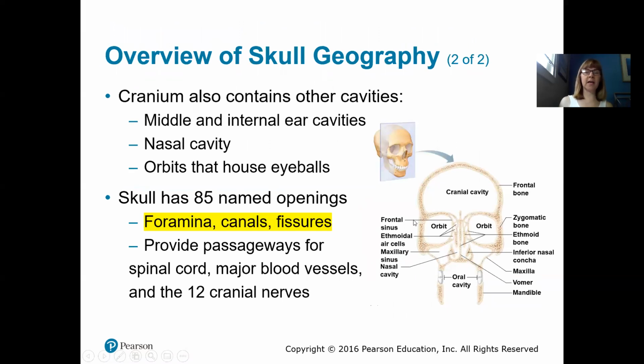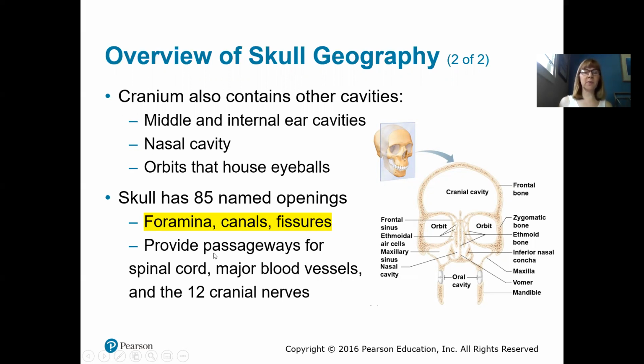And then when we look at the frontal area of the skull, you have a lot of cavities. So you have your cranial cavity, you have your orbits, you also have the nasal cavity. Altogether, you have 85 openings within your skull. It's a lot of different openings. And remember all that terminology we talked about in the last chapter. You have your canals, your fissures, your foramina.